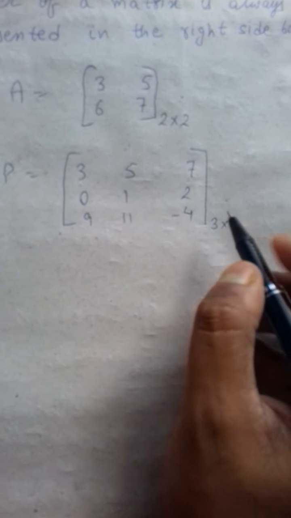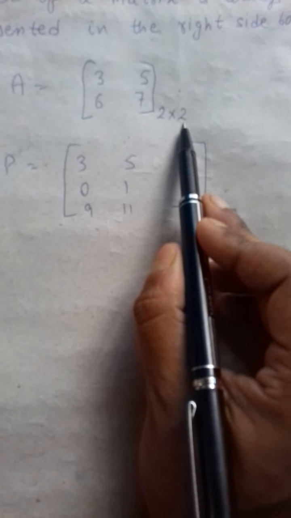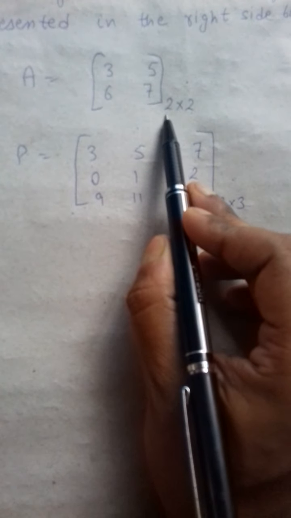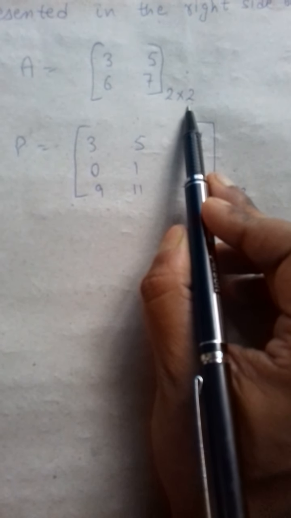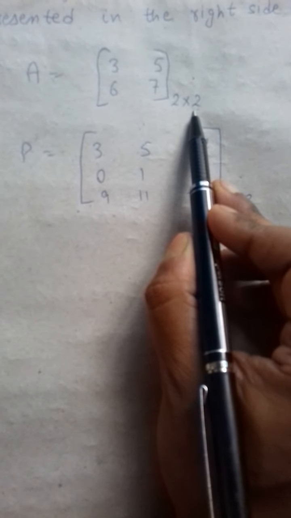So the order of a matrix is always written on the bottom right-hand side, and it means the number of rows and number of columns which the matrix contains is called the order of a matrix.